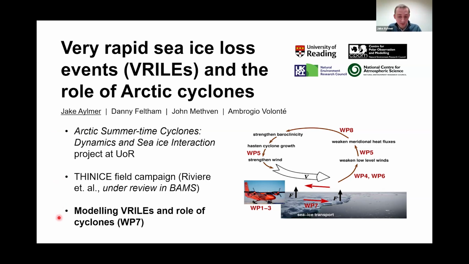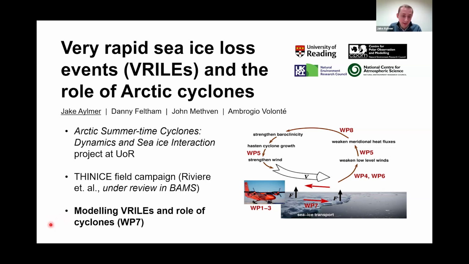But the part that I actually worked on, and what I'm going to talk about today, was one of the work packages where we looked at modeling the impact of cyclones on sea ice, particularly through the lens of these things called very rapid sea ice loss events, or VRILs, as they're sometimes called. So I'm going to show a bit about that.